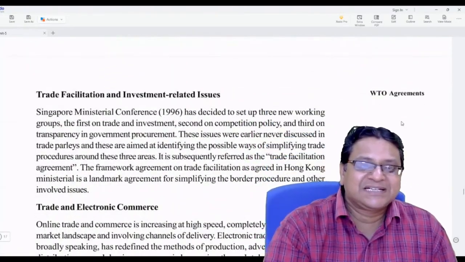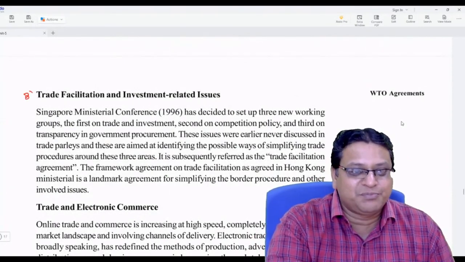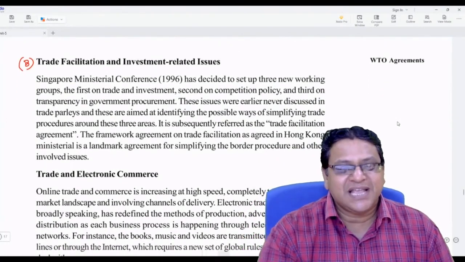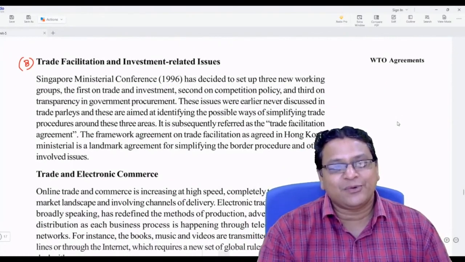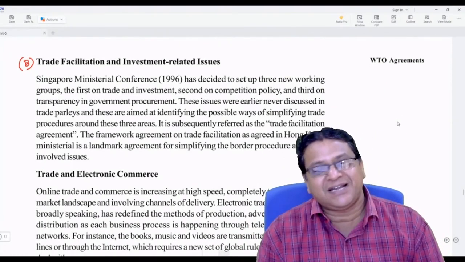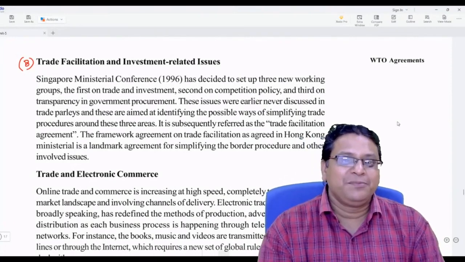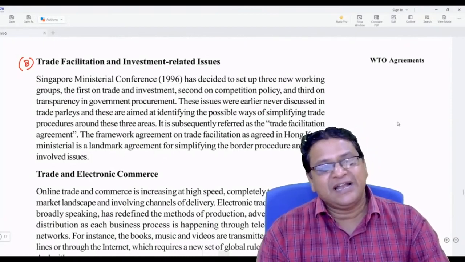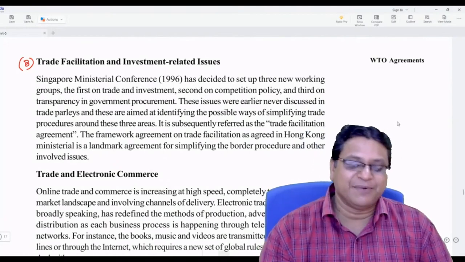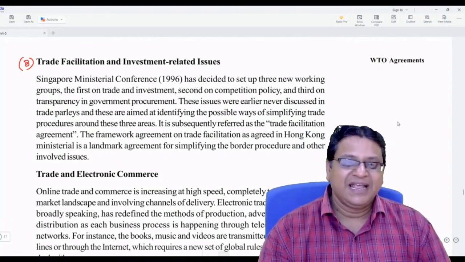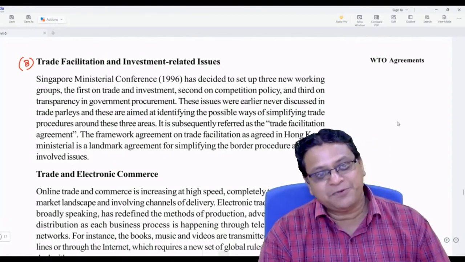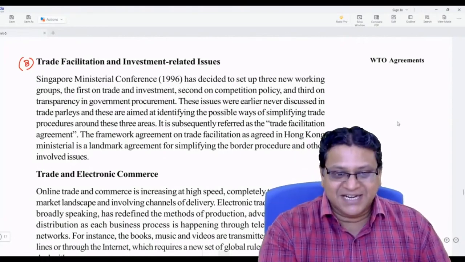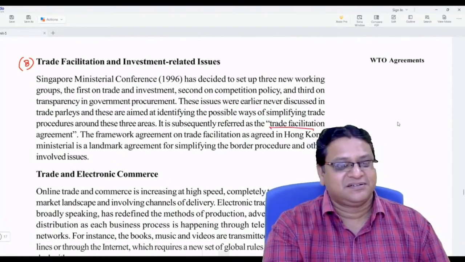Then the third one is the TFA agreement. This is the most important agreement, the trade facilitation agreement. What is the trade facilitation agreement? Generally, this agreement tells how the rules and regulations of international trade will be facilitated in different countries, so that there will be less red tape, less delay in fulfilling the international trade obligations. Generally, international trade is delayed in developing countries. So developed countries are forcing developing countries to sign this particular trade facilitation agreement, the TFA.